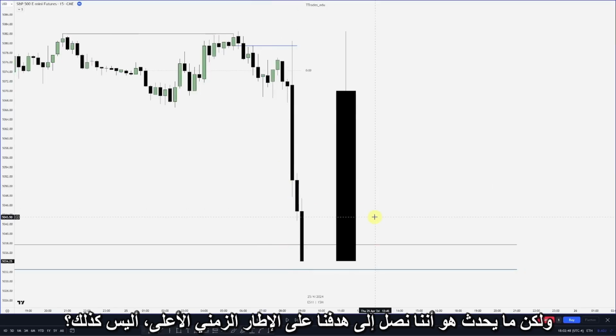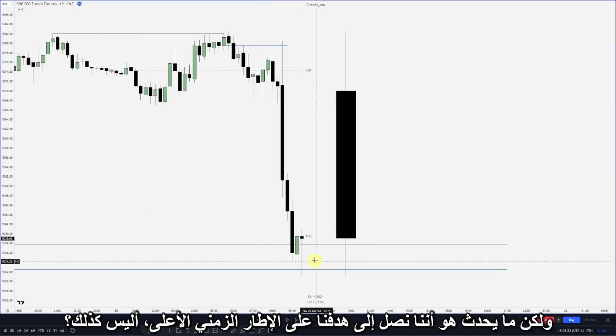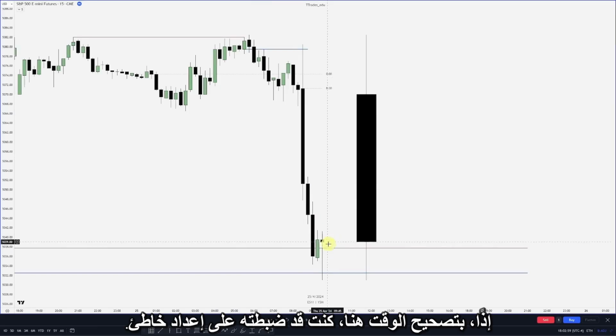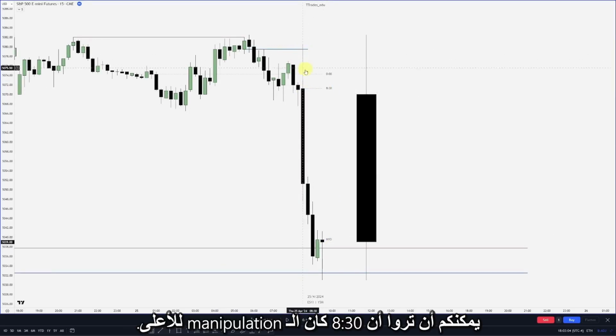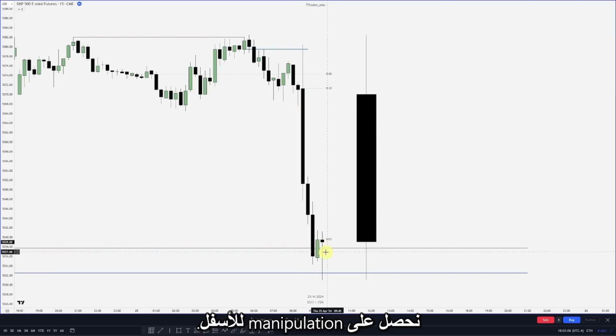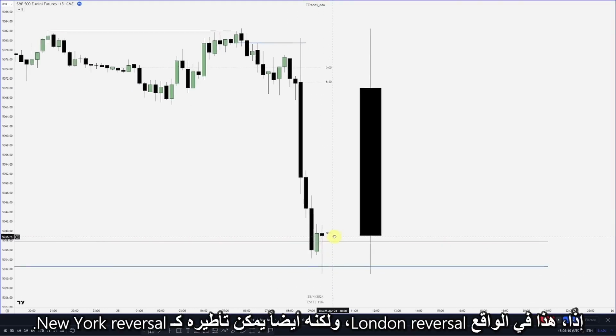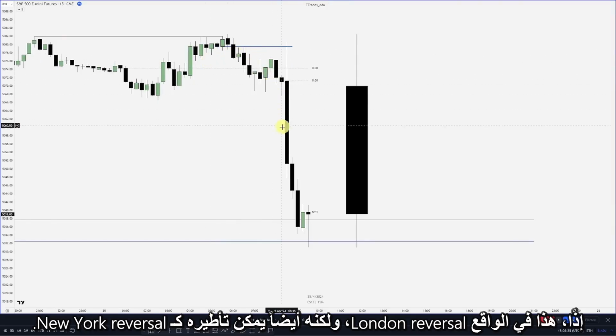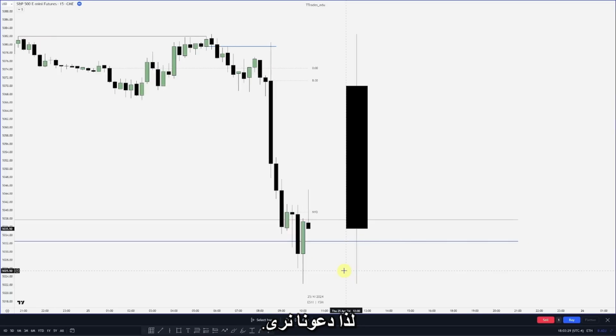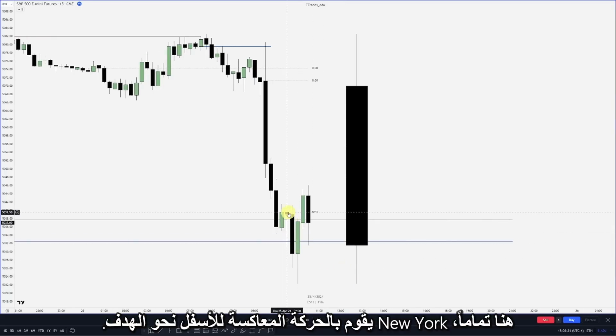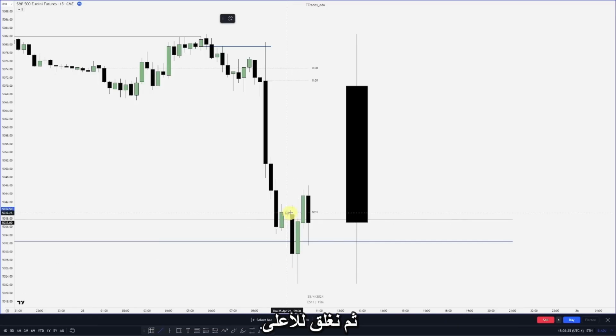But what happens is we reach our time frame objective, right? So fixing our time here, I had it on the wrong setting, but you can see 8:30 was the manipulation up. New York, we get a manipulation down. That's what the wick is, right? A move down and then back up. So this is actually a London reversal, but then can also be framed as a New York reversal. So let's see. Right here, New York makes the opposing run lower into the objective, then we close over.